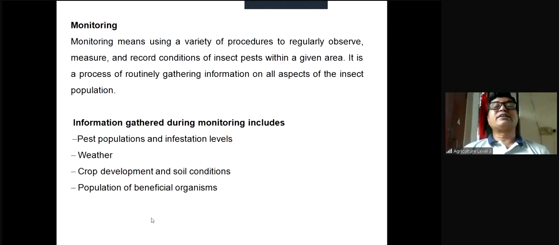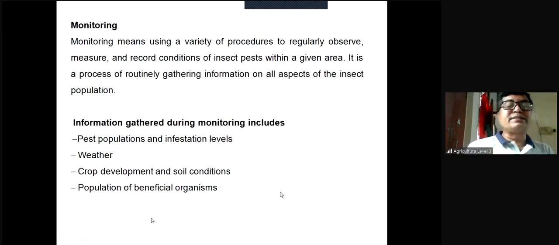What information is gathered in monitoring? Information gathered during monitoring includes pest populations first, and infestation levels. Pest population as well as infestation level. What is the infestation level? High, medium or low? Then weather parameters: humidity, temperature, light, etc. Crop development and soil conditions.